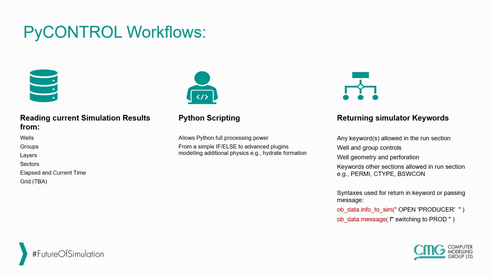In order to return the information back to the simulator and the user, we have two syntaxes to use. Any keywords that have to go back to the simulator come under this syntax, obdata.info to sim, and then you return a string containing the actual keywords that you would like to be appended in the simulation deck. And you can also pass a message to the user, giving a note on what's going to happen with these changes.